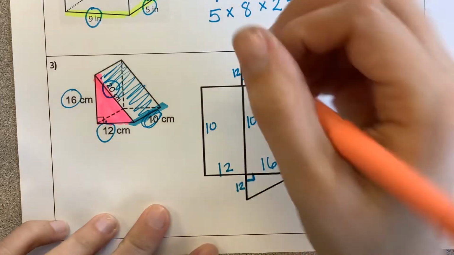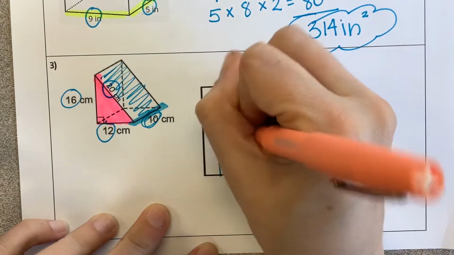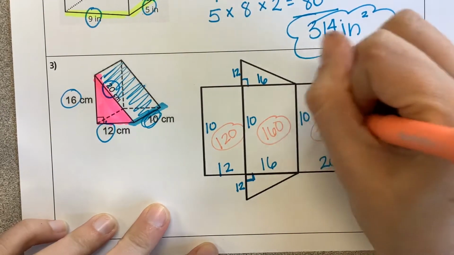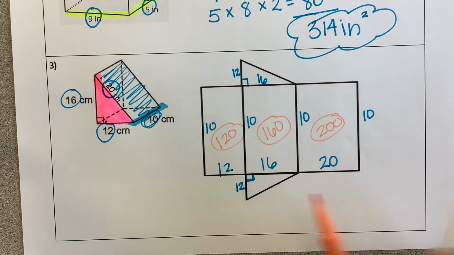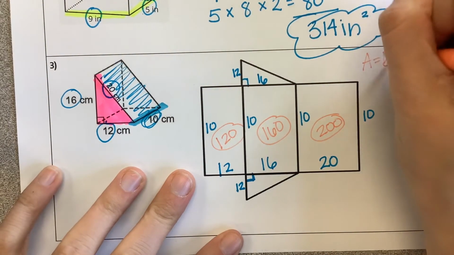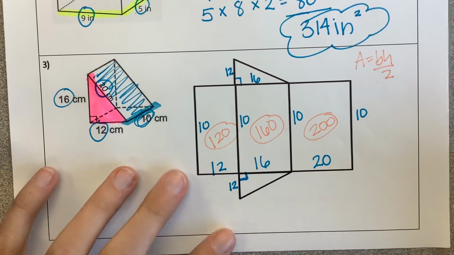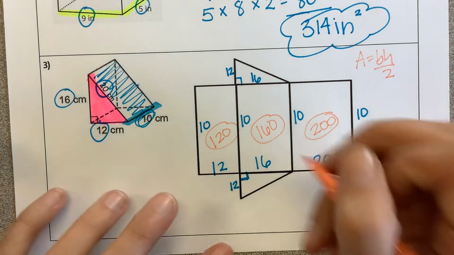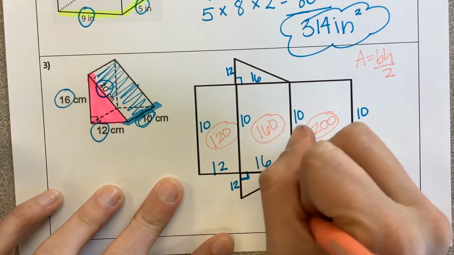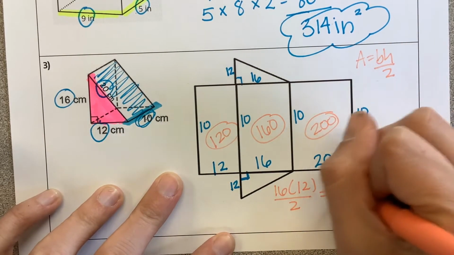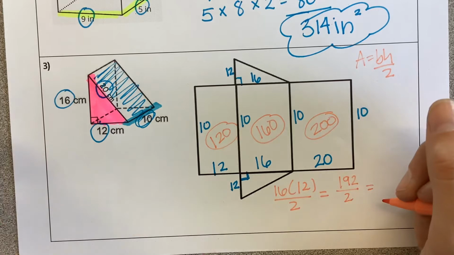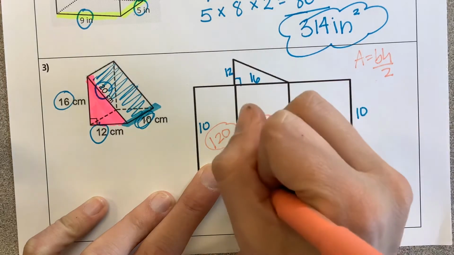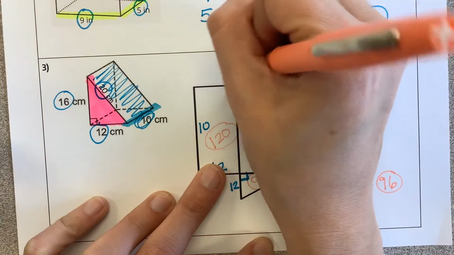So I've got 12 times 10 is 120. 16 times 10 is 160. 20 times 10 is 200. Then for our triangles, remember for a triangle, it's base times height divided by 2. So 16 times 12 is 192 divided by 2 is 96. So that means this triangle is 96 and this triangle is 96.